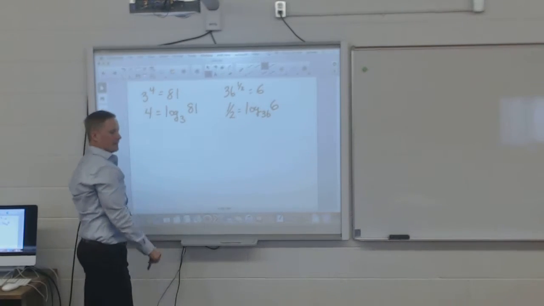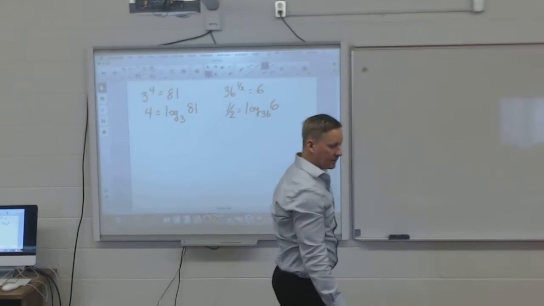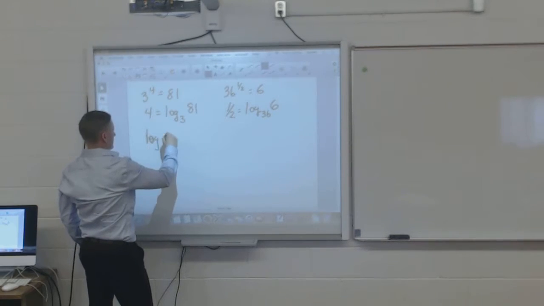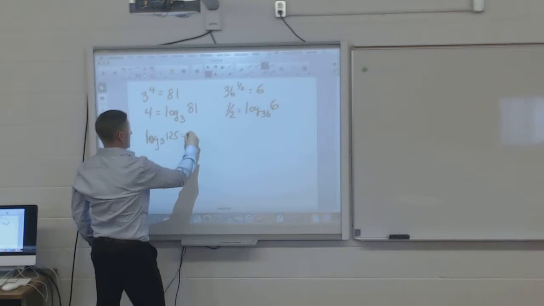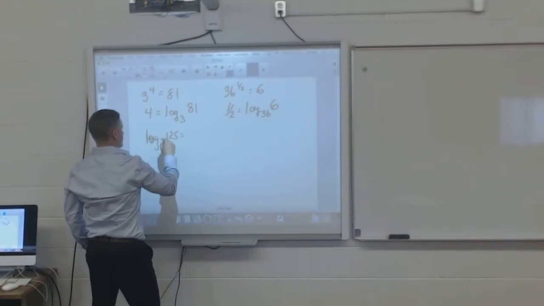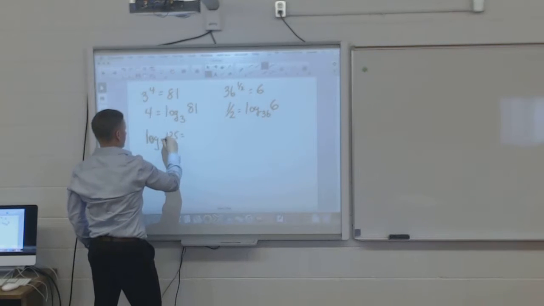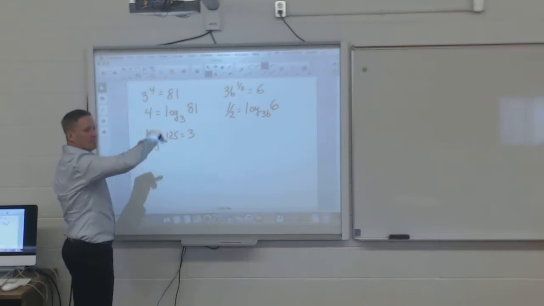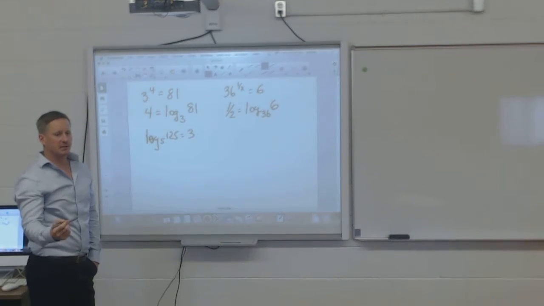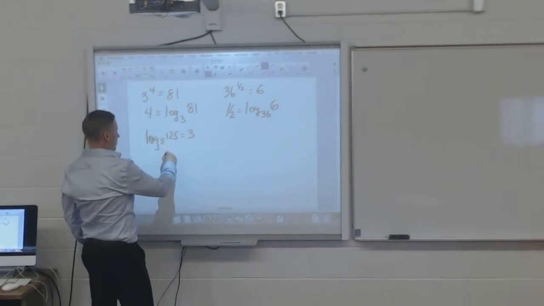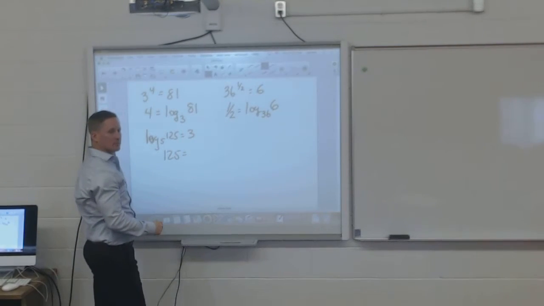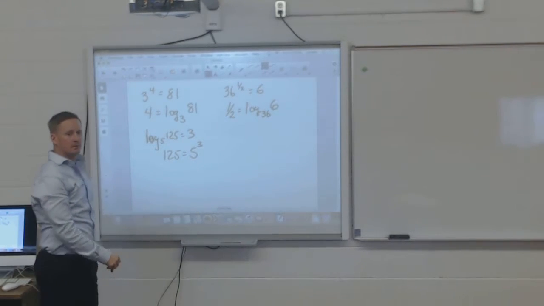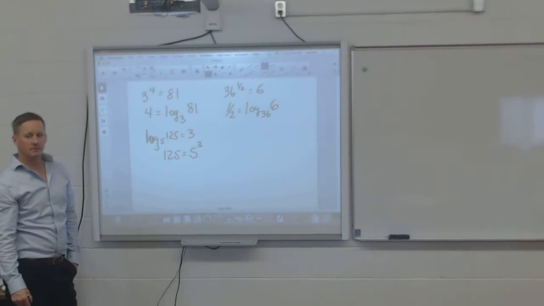Okay? So next one. The next one we got to go the other direction. So log 125 base 5 equals 3, right? Yeah. Okay? So all I do here, take my base and move it to the other side. It still stays as the base. So I get 125 equals 5 to the power of 3. Is that right? 5 cubed 125? Yeah.